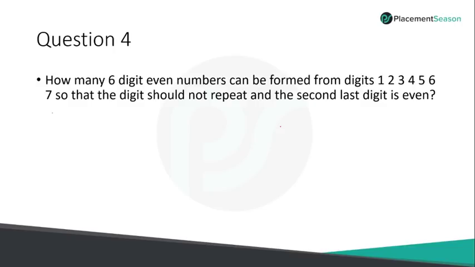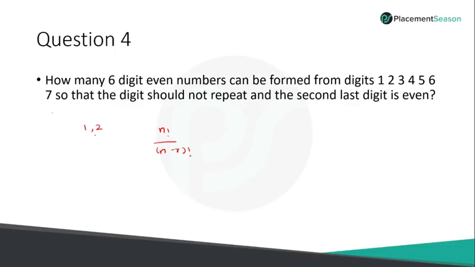The problem number 4, when you read: how many 6-digit even numbers can be formed from the digits 1, 2, 3, 4, 5, 6 and 7, so that the digits do not repeat and the second last digit is even. Okay, before moving to the problem, you should understand what is repetition. So for example, 1 comma 2 is given to you. First, what is permutation? Permutation means arrangement. The basic formula for permutation is n factorial by n minus r factorial.